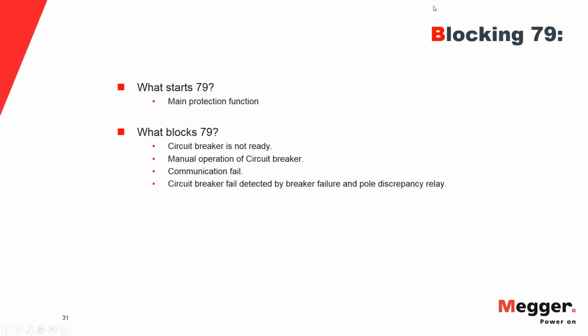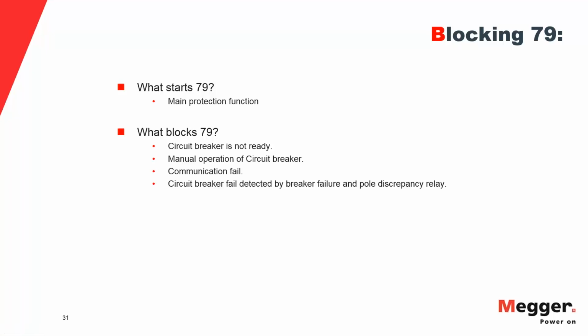Now, the 79 function can be blocked for a number of reasons. The first thing is that the 79 is usually only started by the main protection function of the relay, and it can be blocked by a number of things. The one that, in my opinion, is very important is that you don't want to reclose when there is a manual operation of the circuit breaker.